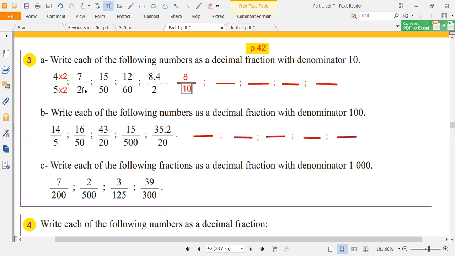Now 2 times what equals to 10? 2 times 5. So we multiply this fraction by 5. 7 times 5, 35. 2 times 5, 10. Now 50. What we have to do to make it 10? We have to divide by 5 to get 10. So we divide this fraction by 5.